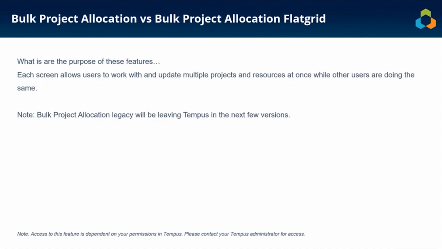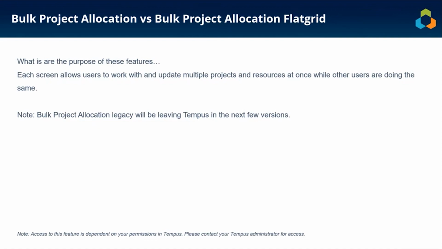The legacy version of BPA, that bulk project allocation, is going to be leaving soon. And if you are on a recent version, you will notice there is a tag on that tile that says leaving soon. We are deprecating that version of the bulk project allocation just because we have included all of the features that are in that area of Tempus in the Flatgrid, plus some. So in order to help you transition from the legacy to the Flatgrid, we wanted to create this video to educate you.